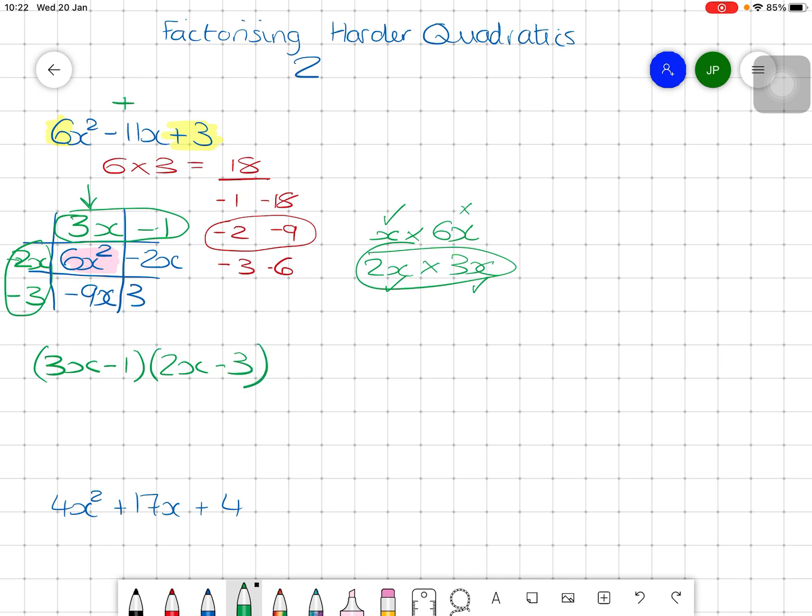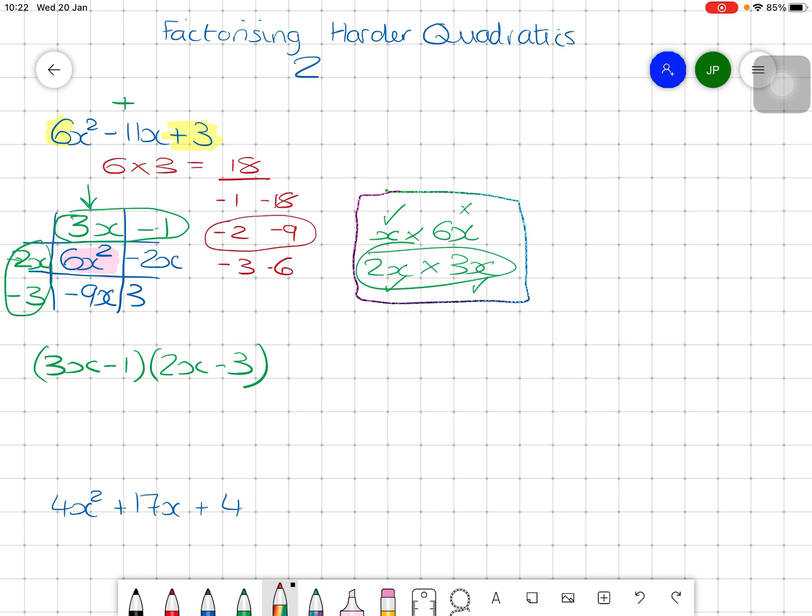2x minus 3. Okay, so the only new part now is the fact that you've got this bit here that we need to be careful of to make sure we choose the right way, the right factor pair again, to get to our x squared coefficient.